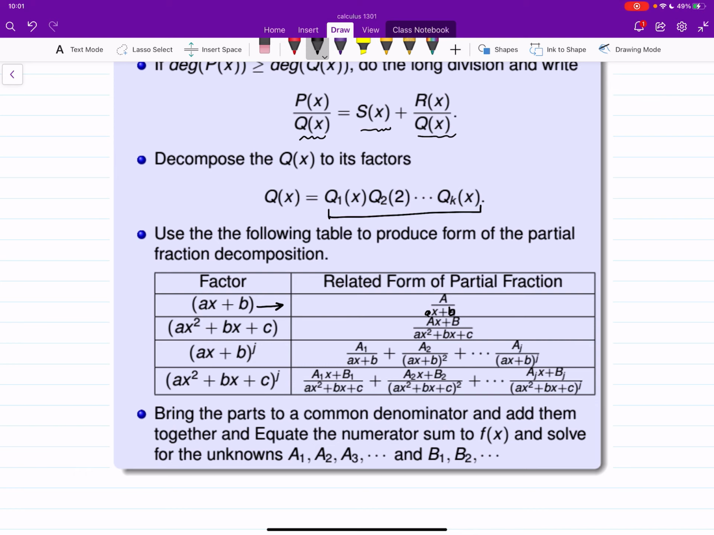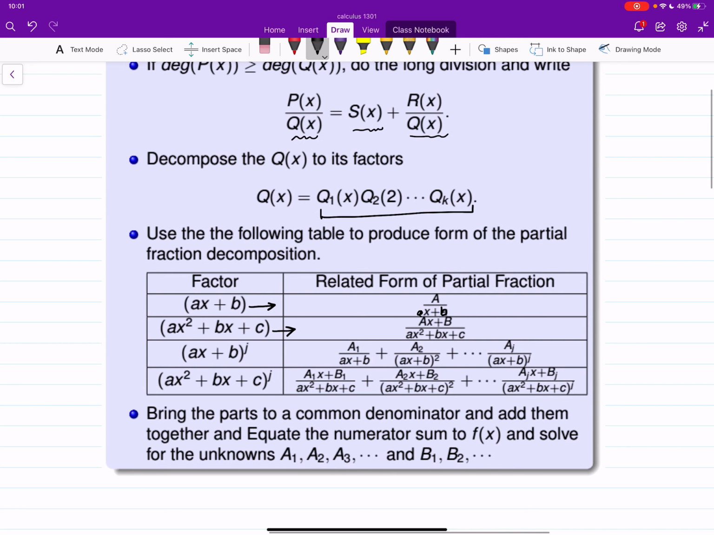If it is quadratic non-repeating, you just add one partial fraction. If it is linear repeating, then for each power of that you have to add 1. So start from power 1, then 2, 3, and all of them have a constant in the numerator. And the similar thing happens when you have a quadratic with power j. So in that case, for each power you add one partial fraction with quadratic powers in the denominator.